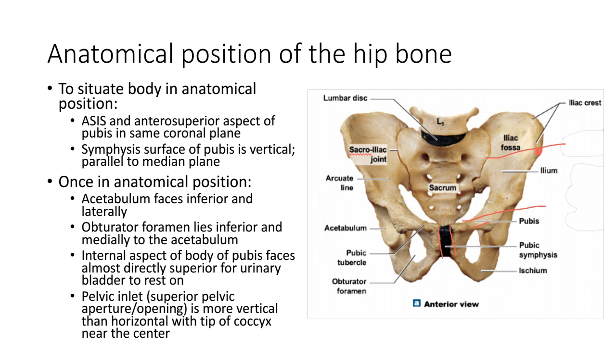Once in the anatomical position, the acetabulum faces inferior and laterally, and the obturator foramen lies inferior and medial to the acetabulum. The internal aspect of the body of the pubis faces almost directly superior in order for the urinary bladder to rest on it. The pelvic inlet is the superior pelvic aperture or opening, and it's more vertical than horizontal with the tip of the coccyx near its center.